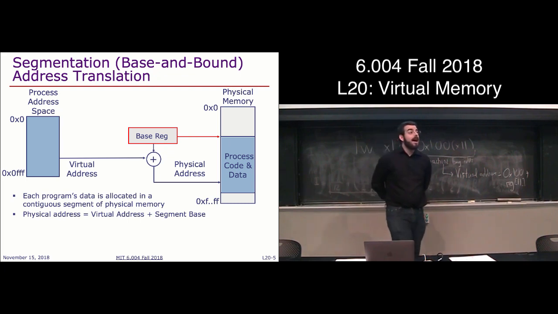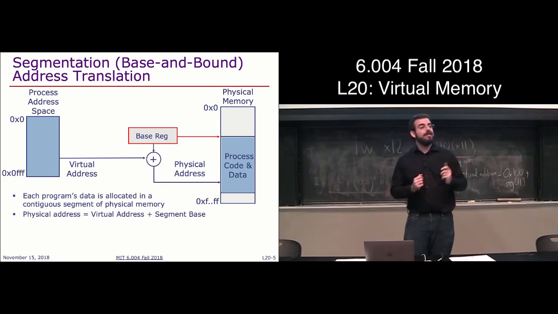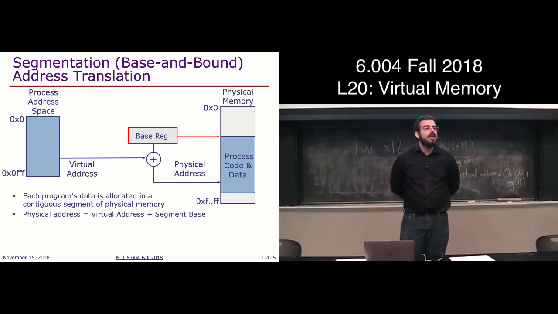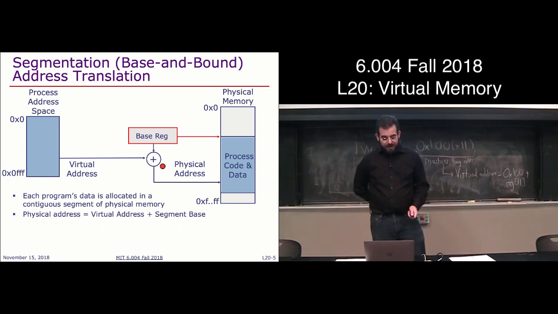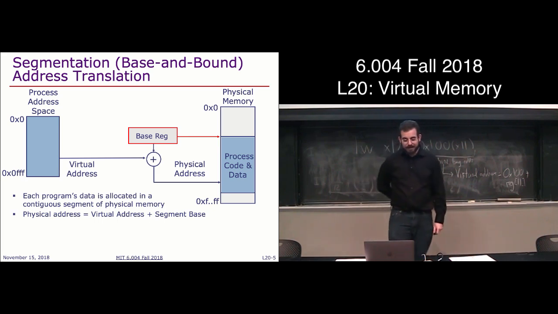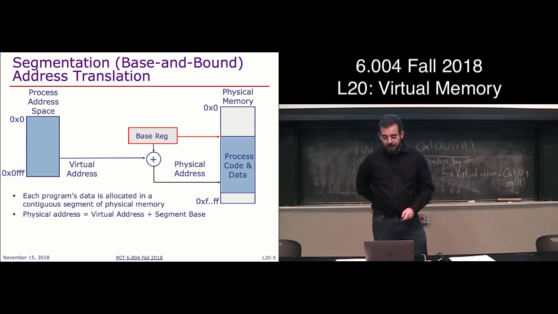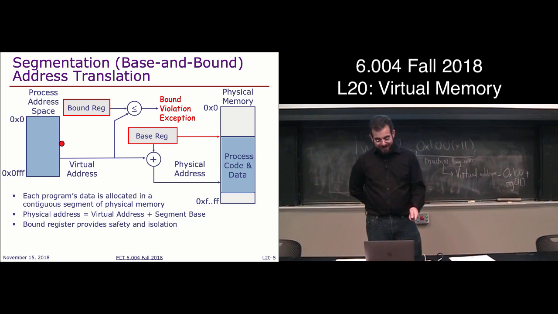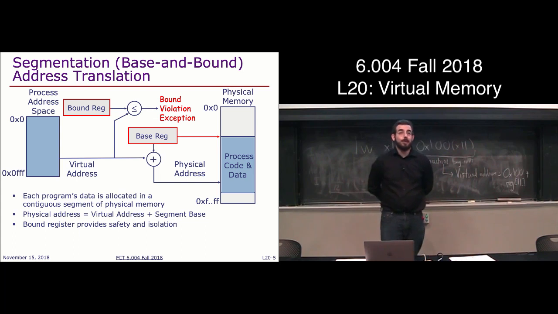Great. So now this means that we can have multiple processes that all believe that their address space starts at address 0, and yet they're all coexisting in different locations of physical memory. But the other thing that we need to do is ensure that a process doesn't try to access memory that doesn't belong to it, right? So what if the process tries to access something that is out of bounds? For that, we add a second register, which we call a bound register. And so we compare that the virtual address is below a certain bound. If it is not, then we trigger an exception.